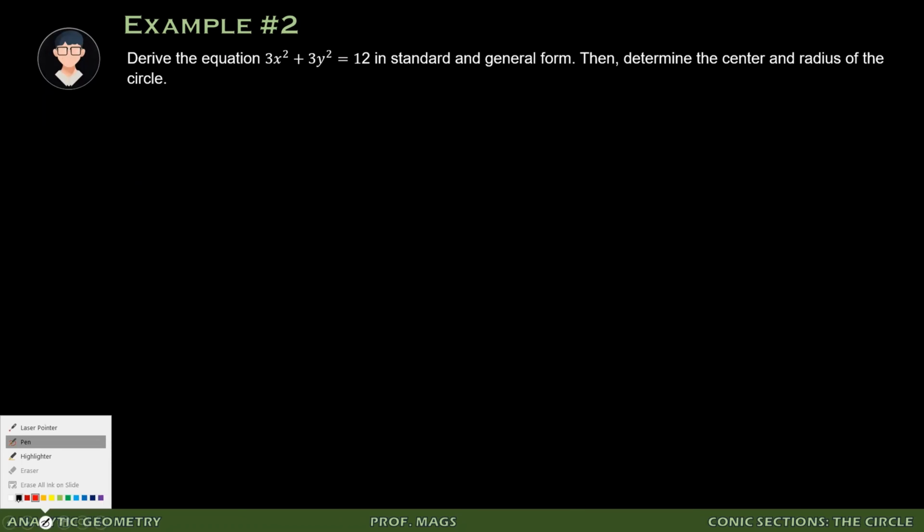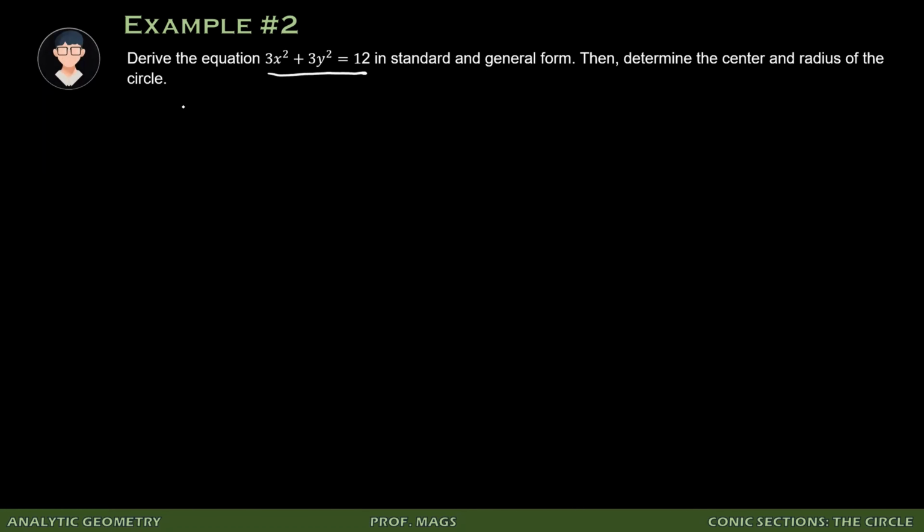So for example number 2, derive the equation 3x squared plus 3y squared is equal to 12 in standard and general form. Then determine the center and radius of the circle. So the first thing that you will do here is to write the given. So yung given natin dito is 3x squared plus 3y squared is equal to 12.